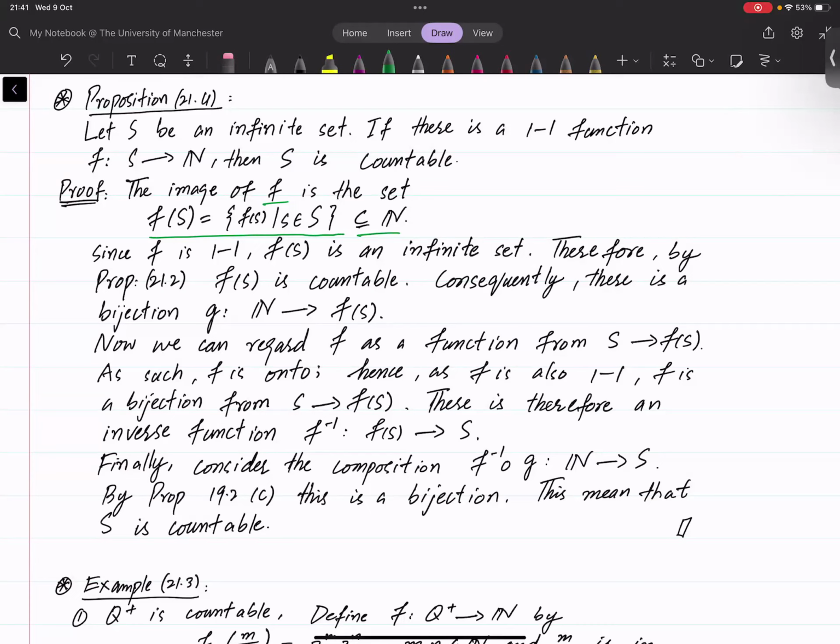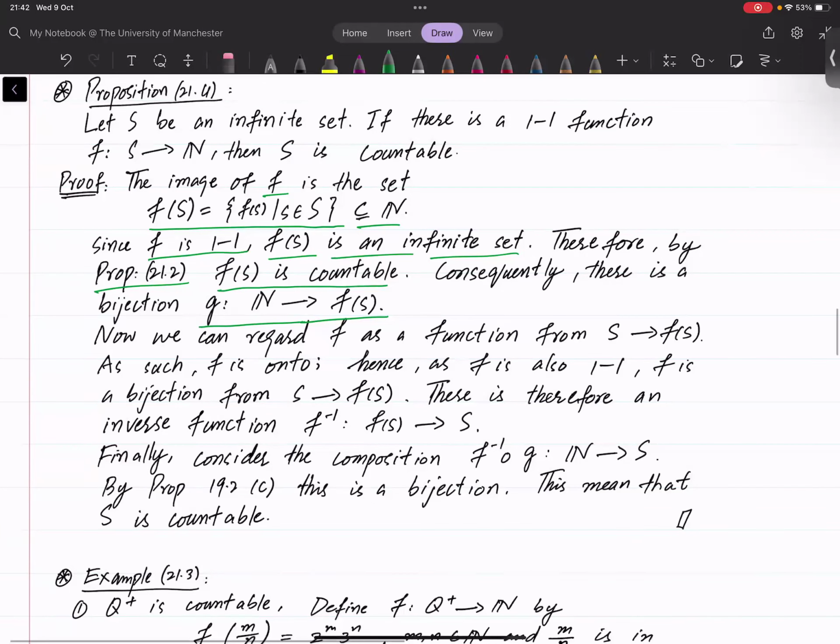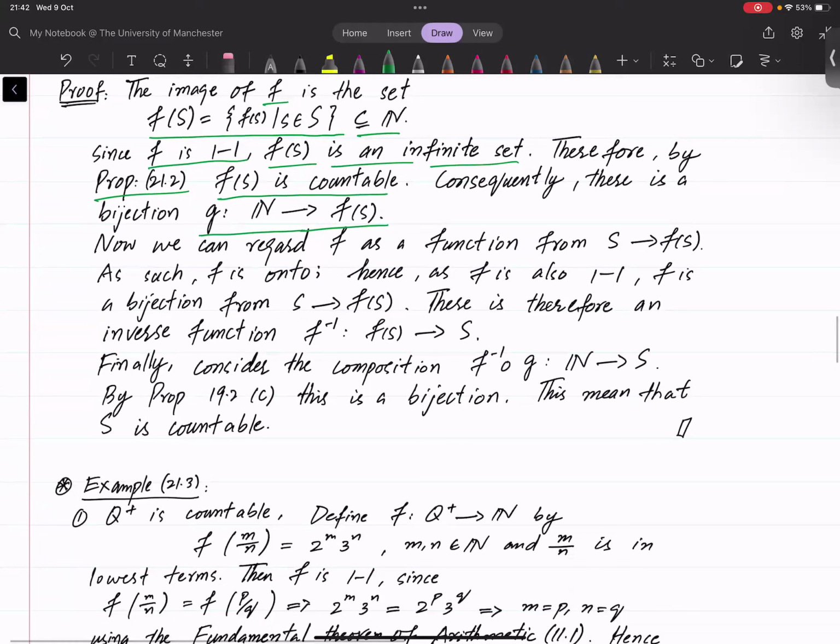Now we are saying that f is one-to-one. That means f of S is an infinite set. Therefore, by previous proposition 21.2, f of S is countable. Consequently, there is a bijection, which is g, from N to this image of f. Okay.